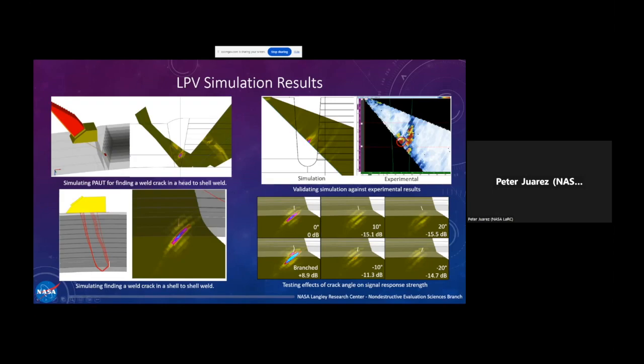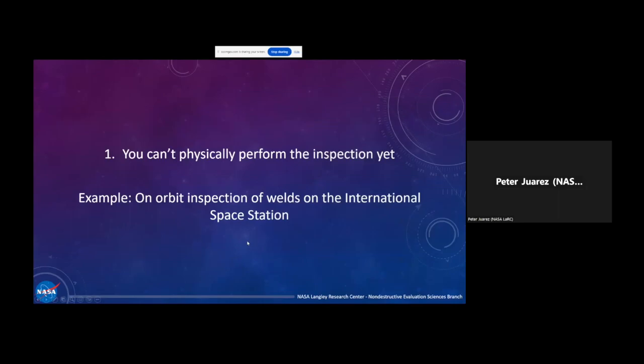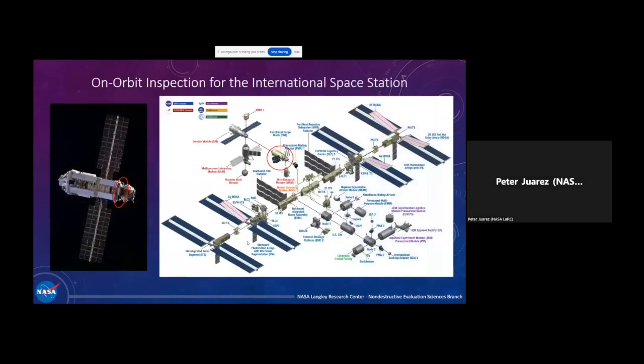And so the last situation I'm going to talk about is when you can't physically perform the inspection yet. And the example I'm going to talk to is the on-orbit inspection of welds on the International Space Station. The International Space Station, as you know, has been up in low Earth orbit for a very long time. It's an entirely metallic structure, welded metallics, mostly aluminum alloys, built by a variety of different countries, and they were all sent up at different stages.